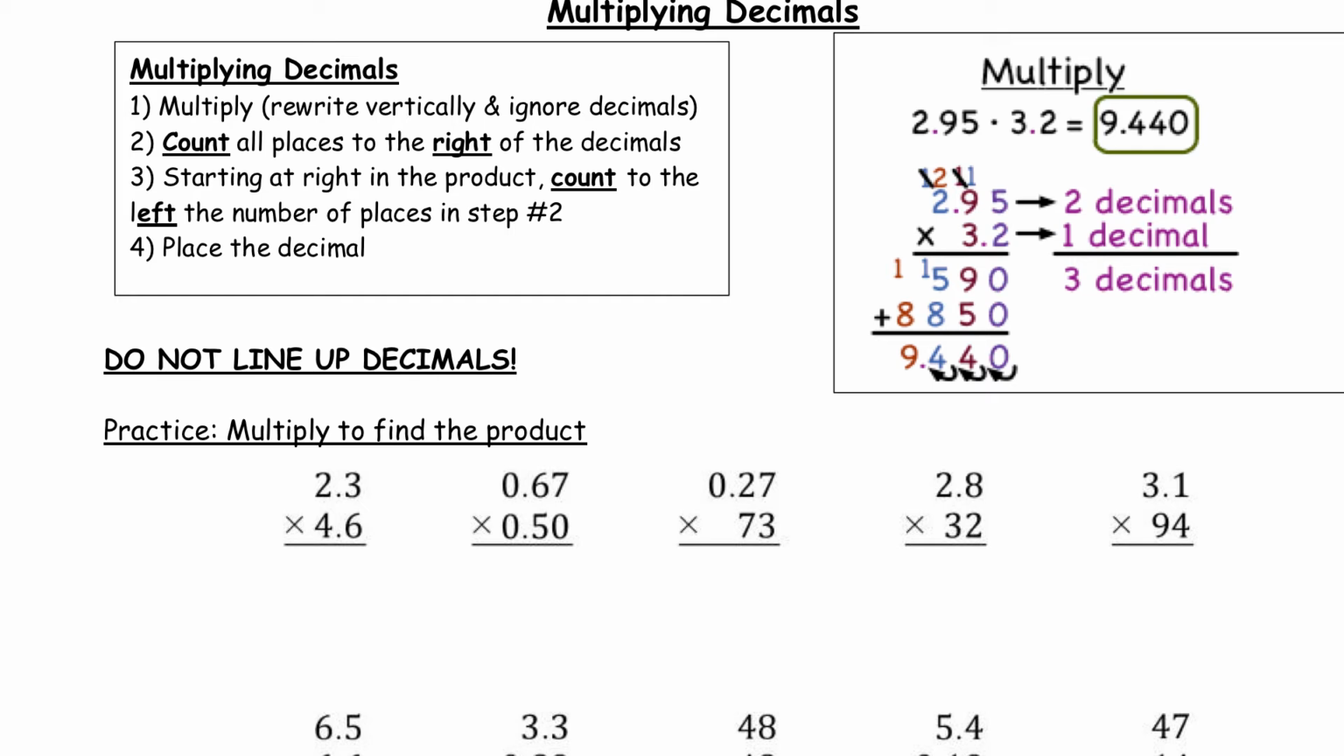However, right now, here are the steps for multiplying decimals. Okay, so the first thing you're going to do, hopefully you remember this from elementary school, number one is multiply the decimals. You're going to rewrite it vertically up and down and ignore the decimals. Number two, count all the places to the right of the decimals. Three, starting at the right in the product, count to the left the number of places in step two, and then finally you place the decimal.